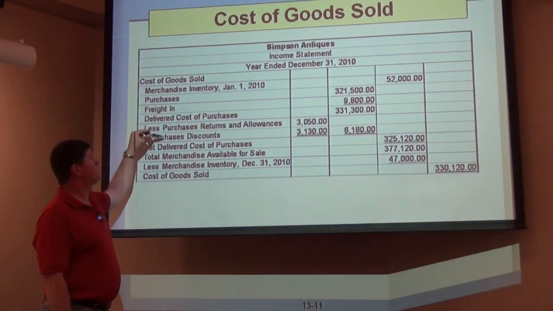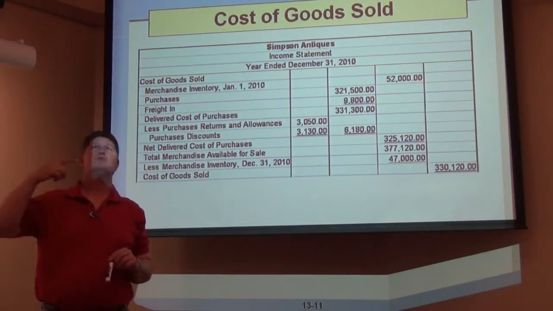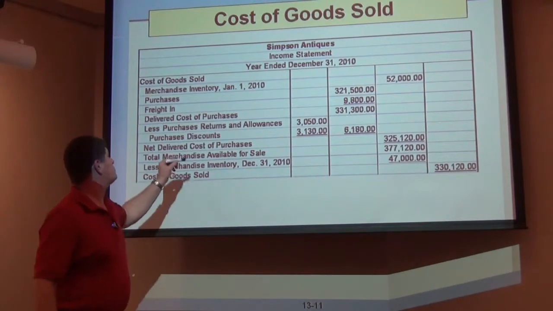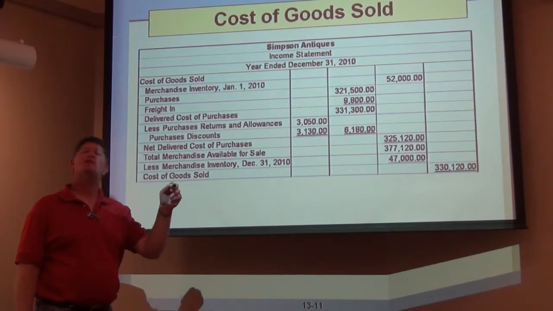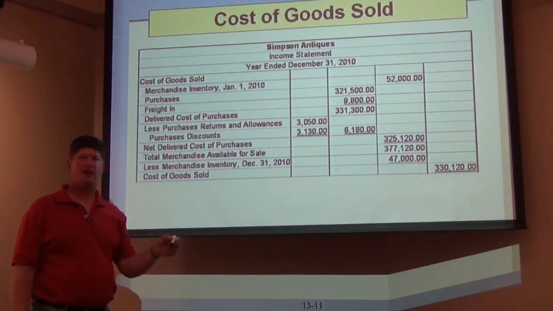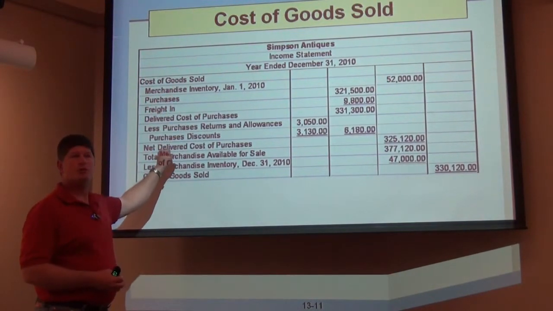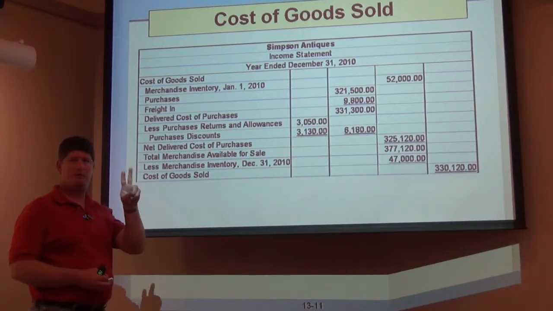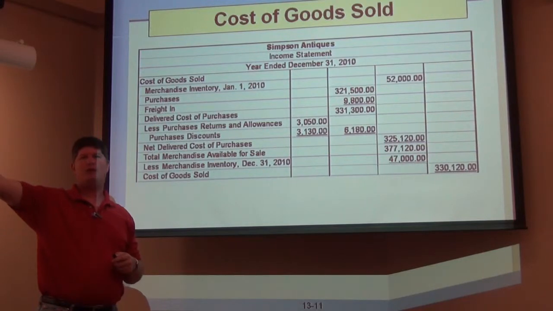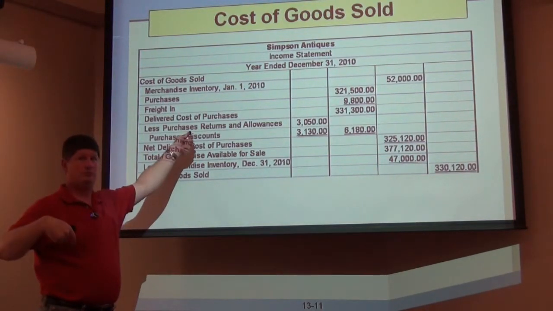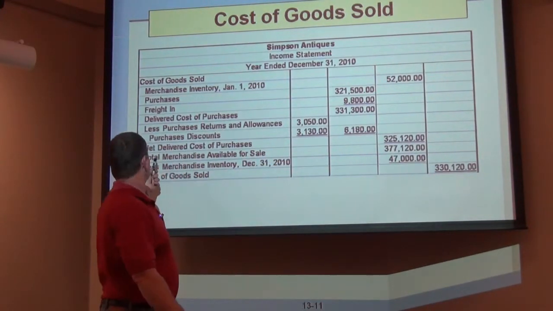Notice we have purchase returns and allowances and purchase discounts. I want to point something out here because I've had students get confused in the past. Notice this says purchase returns and allowances and purchase discounts, as opposed to sales returns and allowances and sales discounts. The sales stuff goes up above in the revenue section, and the purchase returns go here in cost of goods sold. Okay, they are different. One you're giving to your customer and one you're getting as a return allowance from your supplier. So you get net delivered cost of purchases.